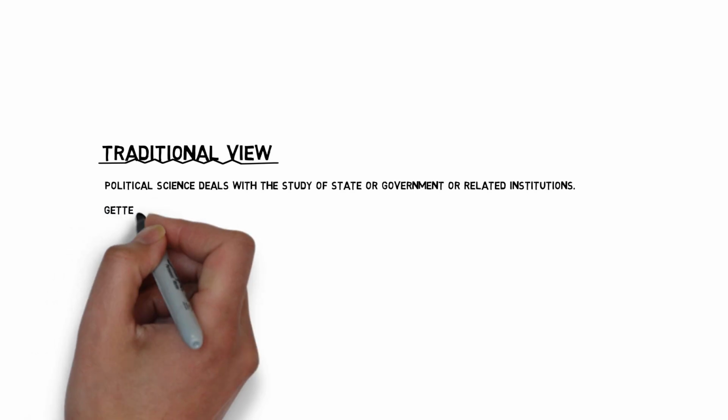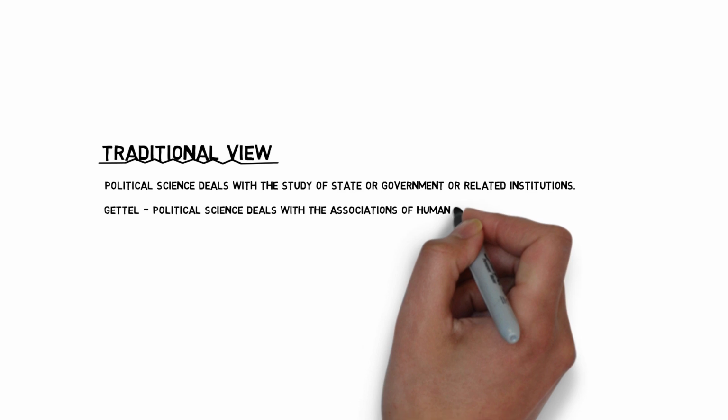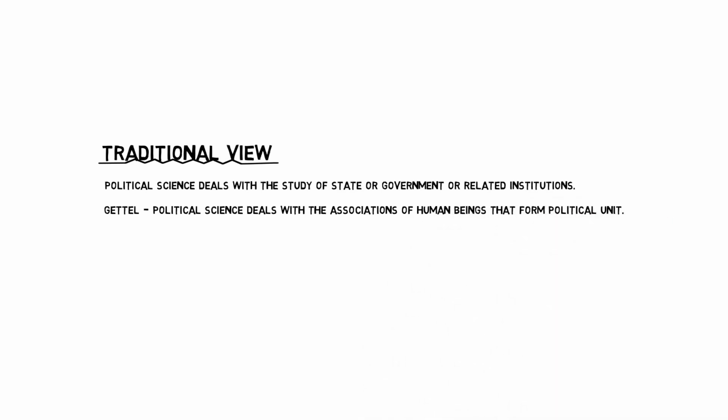Moving on, according to Gettell, political science deals with the association of human beings that form a political unit. Again, a very important traditional view: political science deals with the association of human beings who have created certain associations, and these associations have literally formed political units, which represent the association of human beings in society.